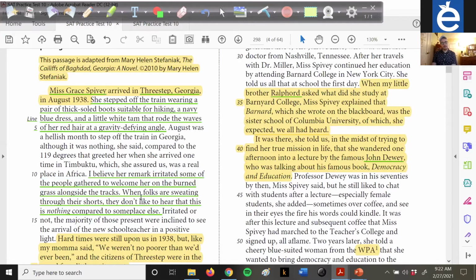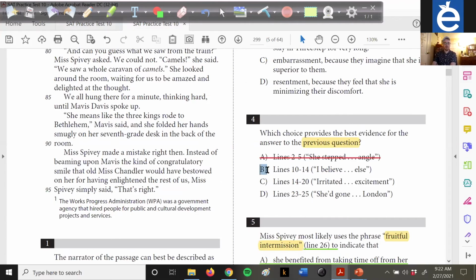Okay, well, this is definitely about the people at the train station. They're definitely reacting to, well, what did she say here? August was a hellish month to step off the train in Georgia, although it was nothing, she said, compared to the 119 degrees that greeted her when she arrived one time in Timbuktu, which she assured us was a real place in Africa. Okay, so Miss Vivian made a comment about the heat. The people here aren't happy about it. I think B is our best option so far.